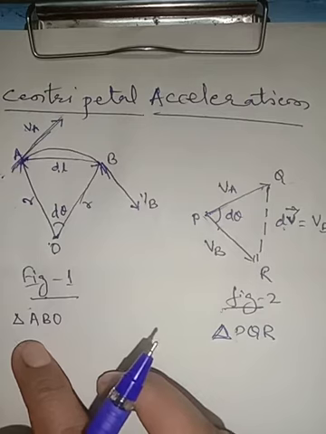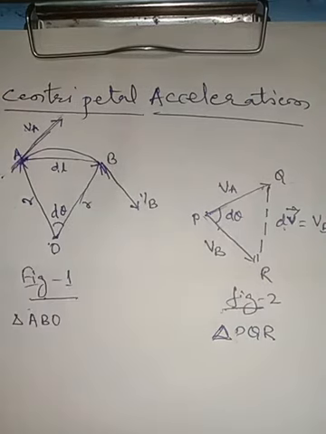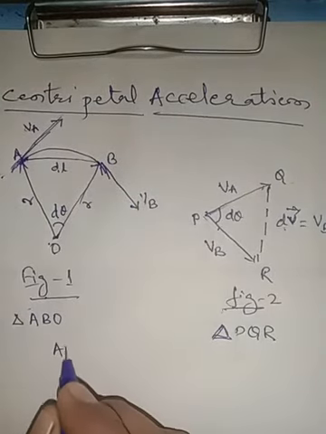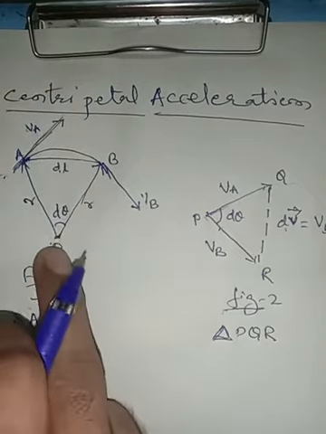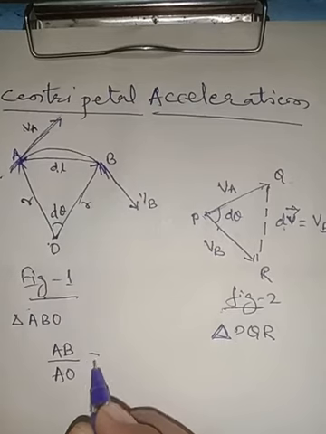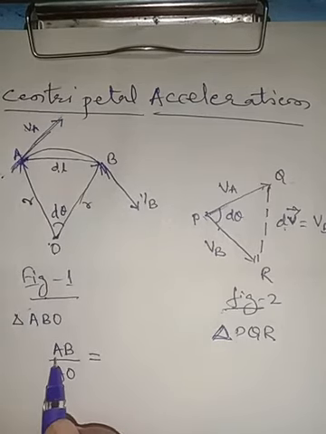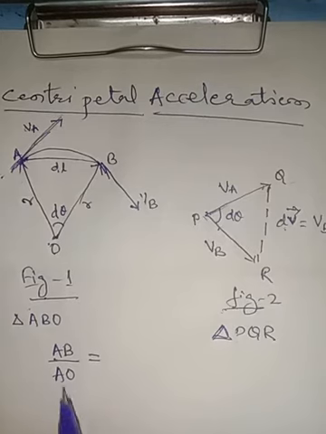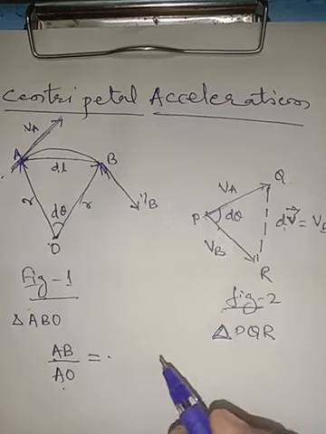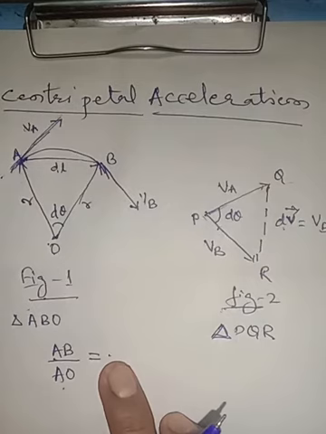The ratio of what? Base length to the side length. So in this case, what is the base length? AB. So AB and one of the side lengths. Here these sides are the same. So AB by AO is equal to, what have we studied in the case of similar triangles? The ratio of base length to the side length is equal to that of the other triangle.